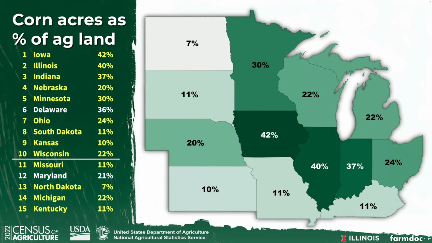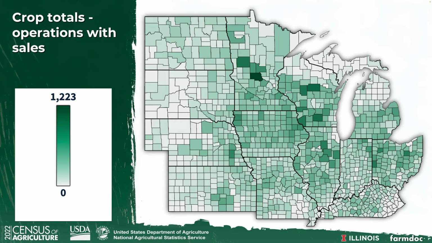Okay, so Iowa is the number one corn state in the country, Illinois number two. And what you're seeing there, that set of states together could easily be 80% of the U.S. corn production. And much of the land, just the ag land, is devoted to corn. Here we go at the county level. This is farm count operations.